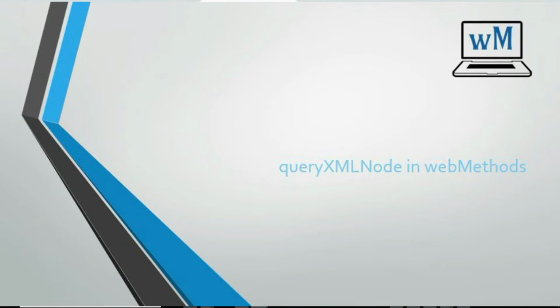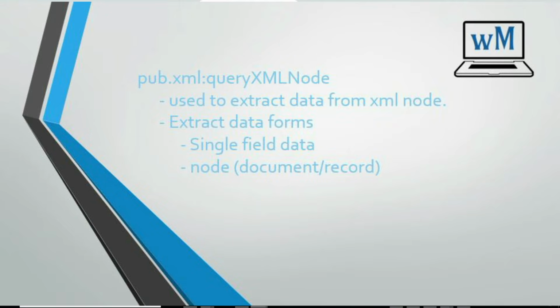Today we are going to see how to use queryXMLNode in a web method. So queryXMLNode is used to extract data from an XML node. By using this service, we can extract single field data and node from XML.